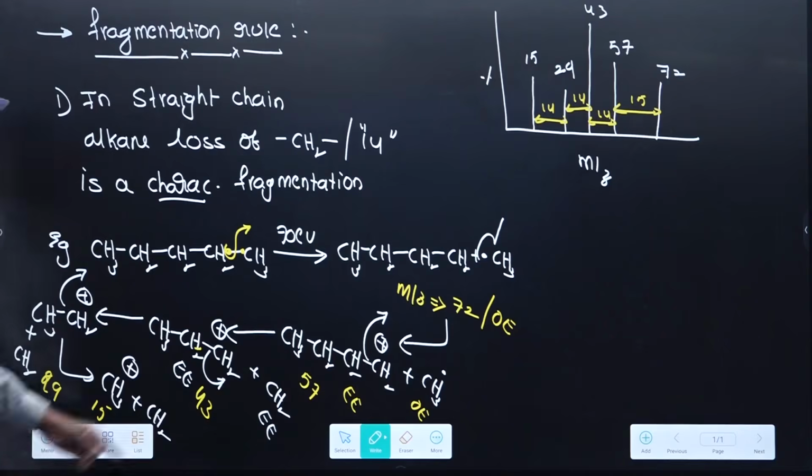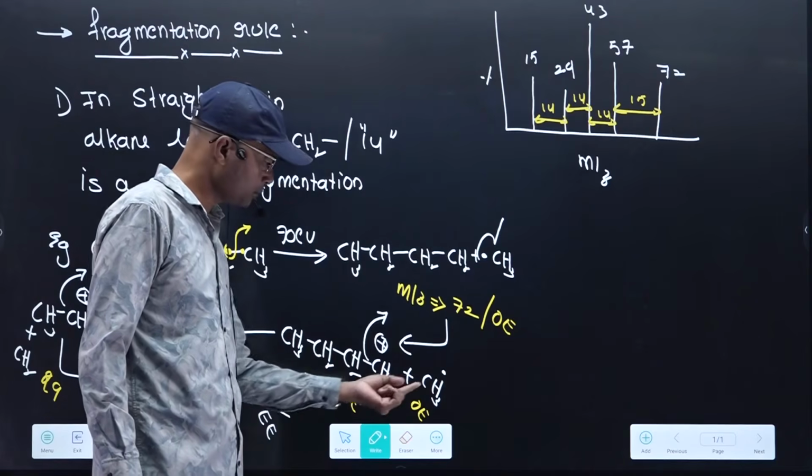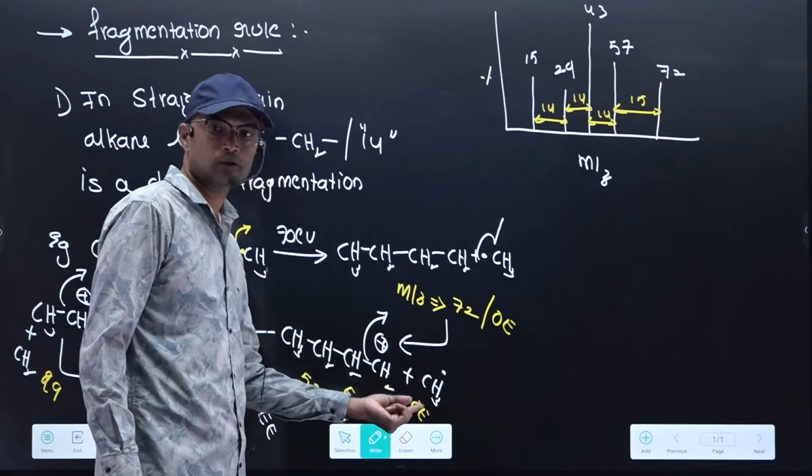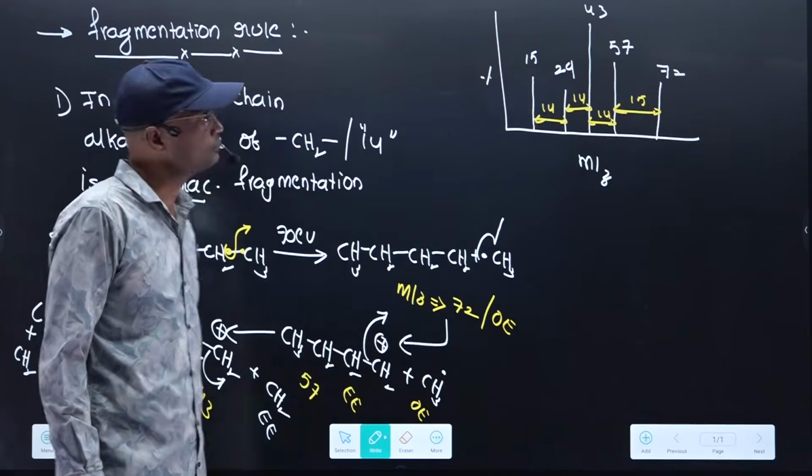This is an ion and this is a radical. We can say even-electron ion, but this is not an odd-electron ion. It is an odd-electron species. Ion means either cation or anion.